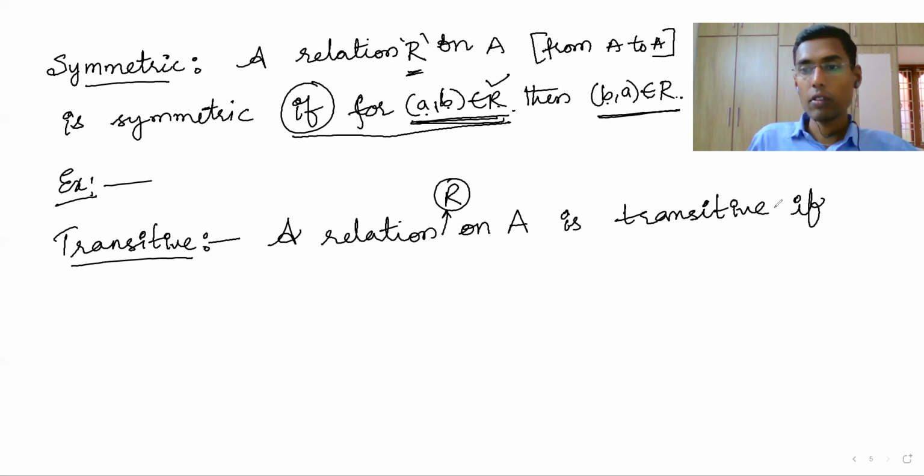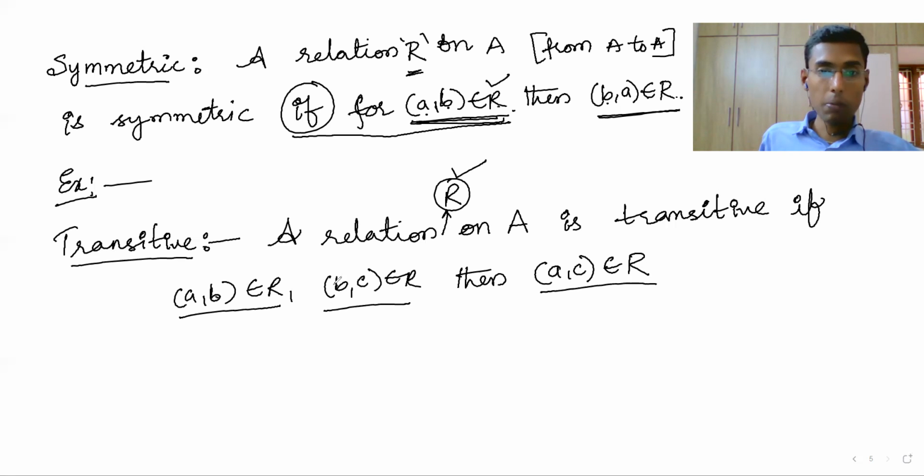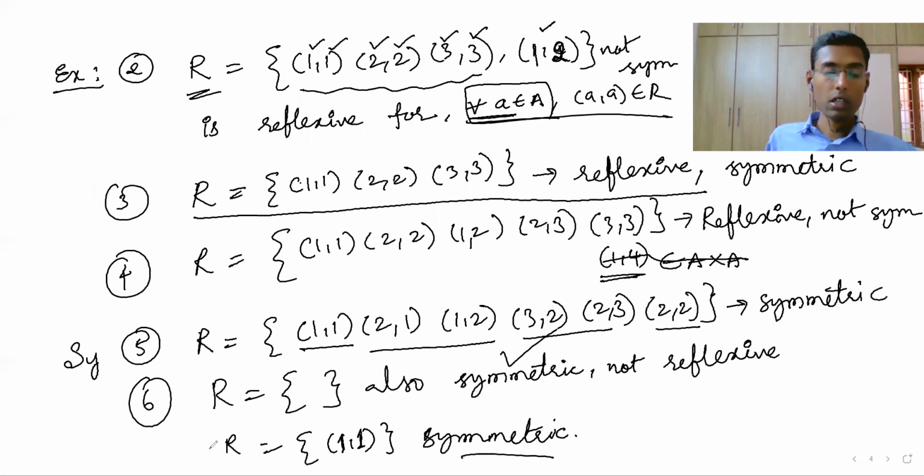Here is one condition: if at all A comma B belongs to R and B comma C belongs to R, then A comma C also should belong to R. In our relation, if AB is there, BC is there, then AC must be there. A transitive relation means that if AB is there and BC is there, then AC must be there. You have to look like that. You understand?